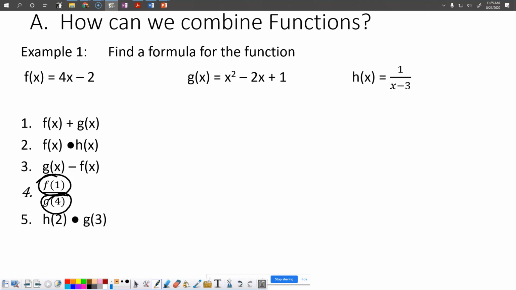So let's go ahead and start. So if I have f of 1 over g of 4.